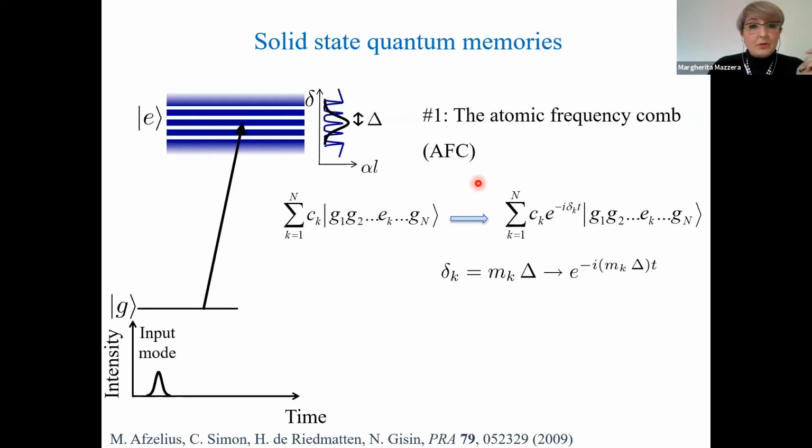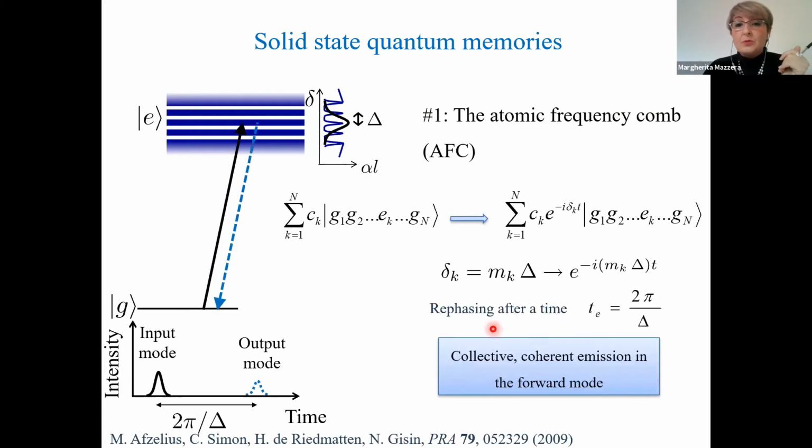Unless you are able to tailor, with some optical pumping schemes, a periodic structure in the inhomogeneously broadened absorption profile of the ensemble. Now, because the spectrum of the atoms is periodic, then this means that also at periodic times the atoms will rephase, giving rise to a collective and coherent emission in the forward mode that we call atomic frequency comb echo. The atomic frequency comb is the structure that we create here.